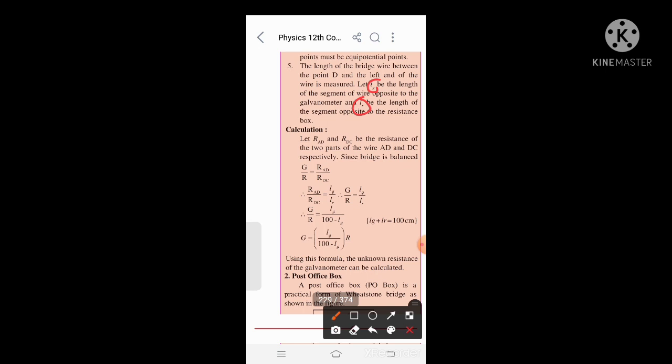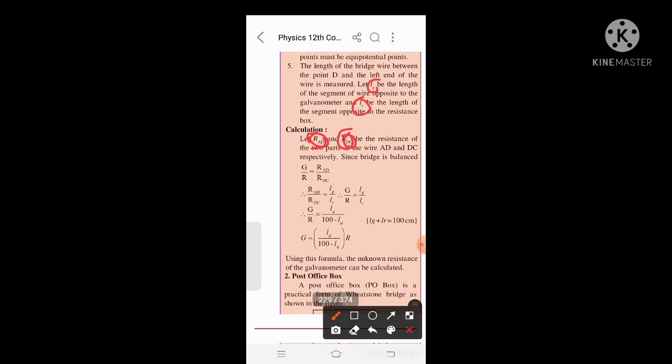Then how to calculate the resistance of galvanometer using meter bridge? Let RAD be the resistance across wire AD, and RDC the resistance across wire CD or DC respectively, since the bridge is balanced. If the bridge is balanced, then the resistance across wire AD is RAD and the resistance across wire DC is RDC.